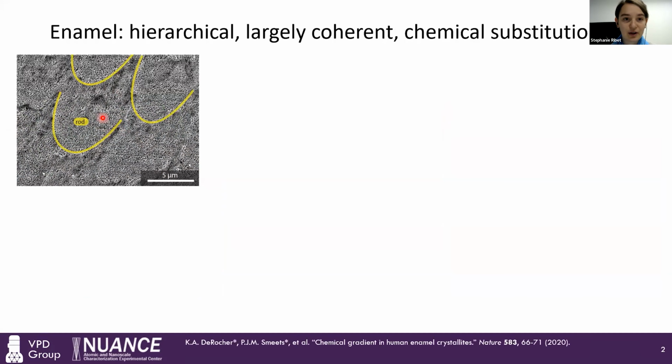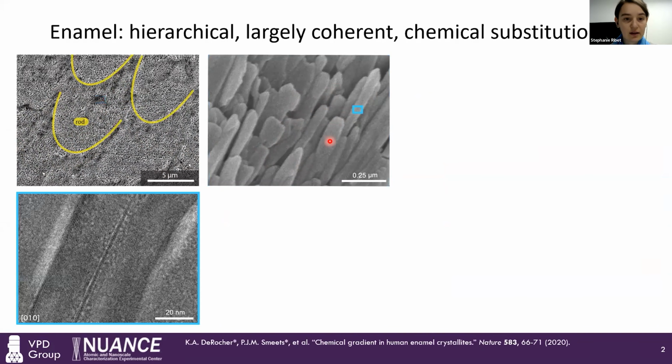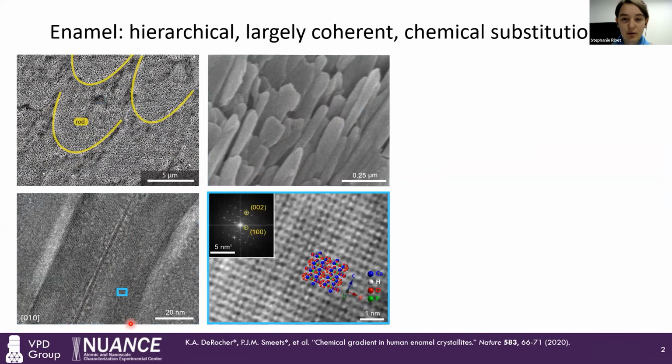So on the micro scale, you have these rod features. Looking then at higher resolution, you can see that there are nanoscale features. These are grains. And then we can look at each grain individually. And we can see here, there's an intergranular region, and these are the grains. They are largely coherent, and at higher resolution we see that they are made of hydroxyapatite, and we can see the individual atoms.